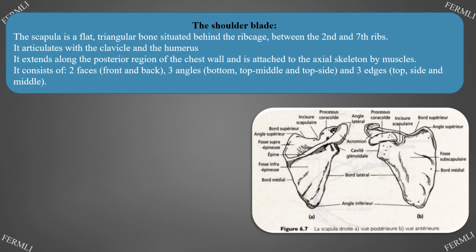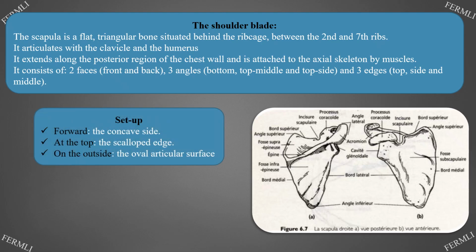The shoulder blade, the scapula, is a flat, triangular bone situated behind the rib cage, between the 2nd and 7th ribs. It articulates with the clavicle and the humerus. It extends along the posterior region of the chest wall and is attached to the axial skeleton by muscles. It consists of 2 faces, front and back, 3 angles, bottom, top and side, and 3 edges, top, side and middle. Set up forward, the concave side. At the top, the scalloped edge. On the outside, the oval articular surface.